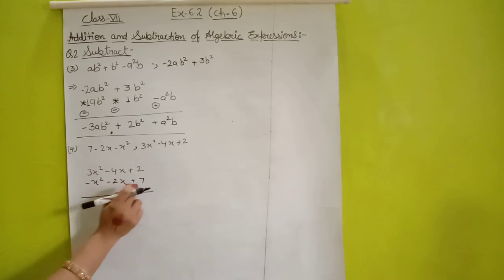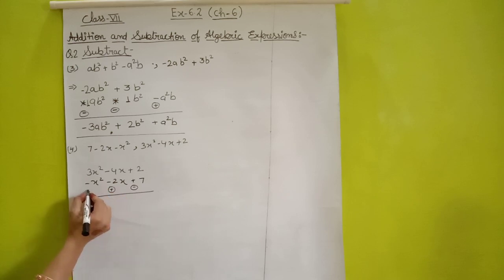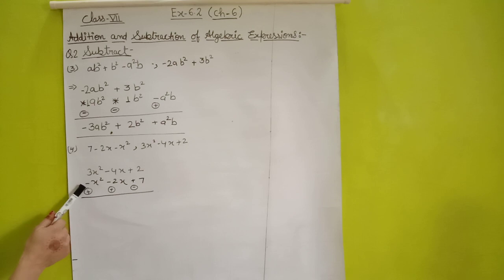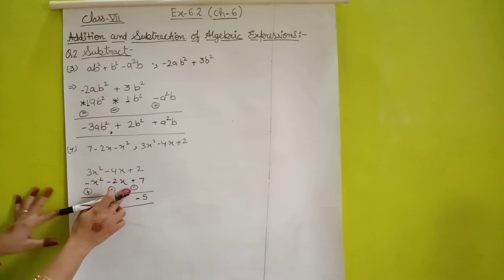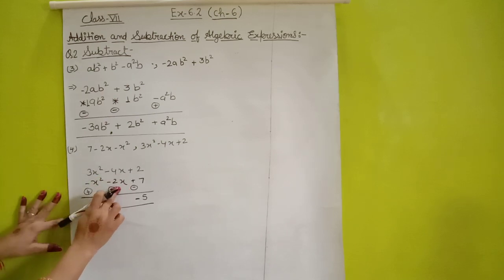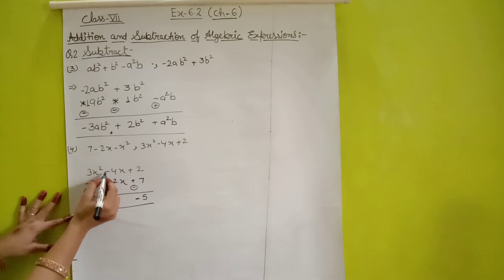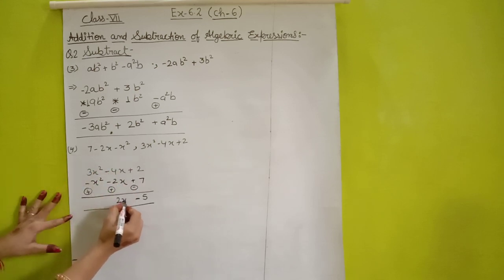Again we are to change the sign. So it will be minus, it will be plus, it will be plus. Okay. Now don't consider this old sign. Plus 2 minus 7. Plus minus minus. 7 minus 2, 5 with minus sign because greater number is having minus sign. Now here minus 4x plus 2x. Minus plus minus. 4 minus 2, 2x.